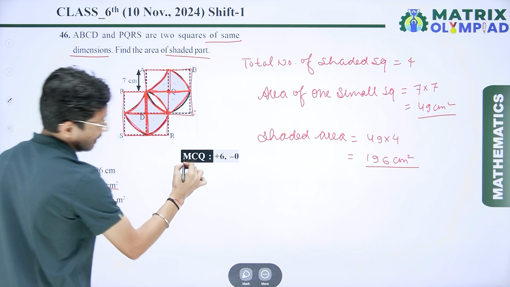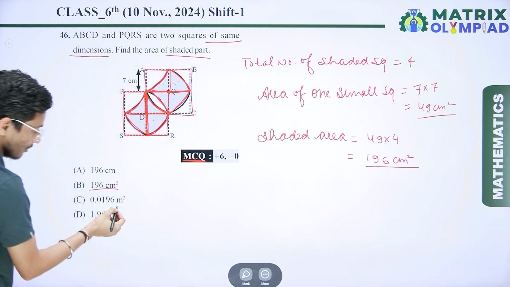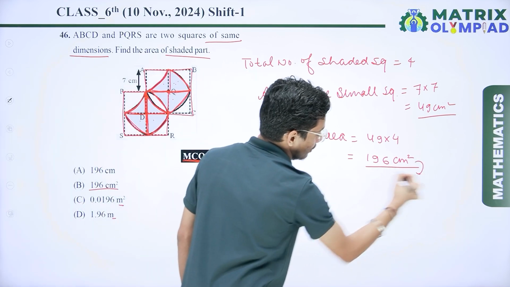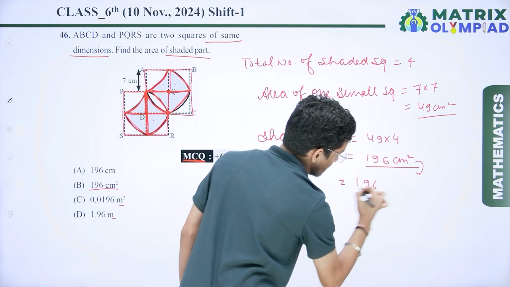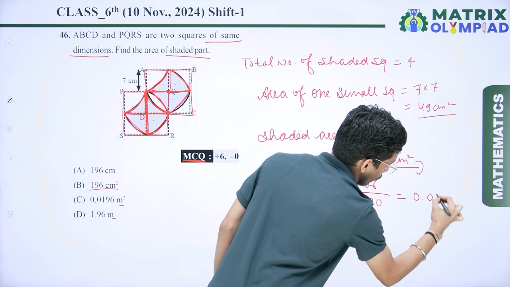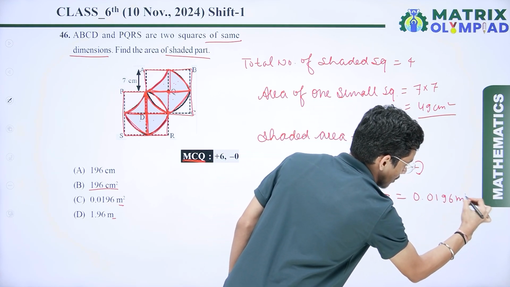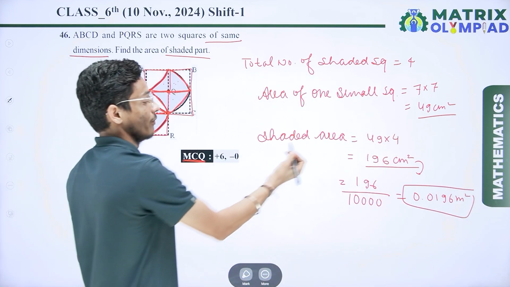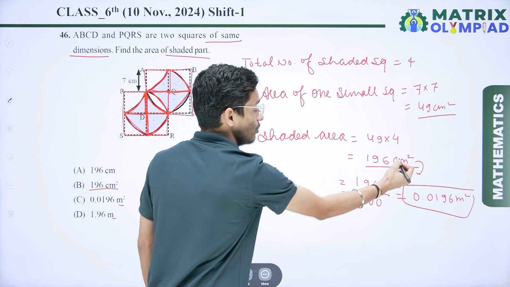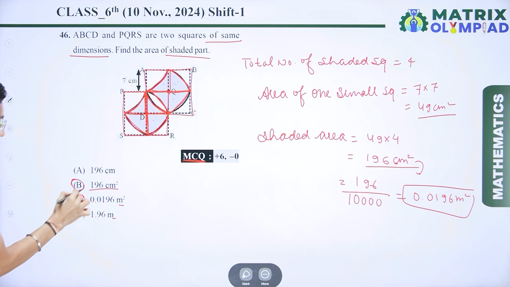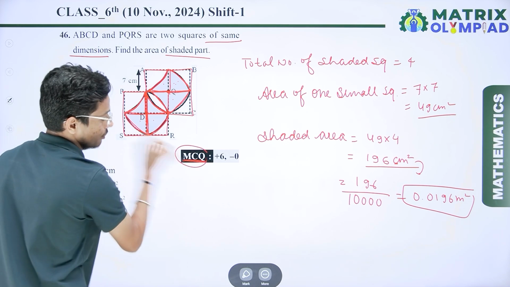Again, this is a multiple correct question, and options are given in meter square also. If I convert this to meter, I get 196 divided by 10000, so 0.0196 meter square is also correct, and 196 centimeter square is also correct. So here option number C and B both are the correct answers, because this question is a multiple correct question.